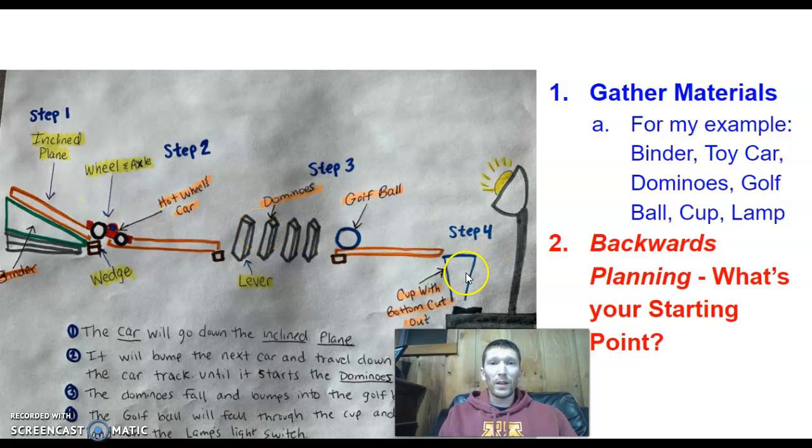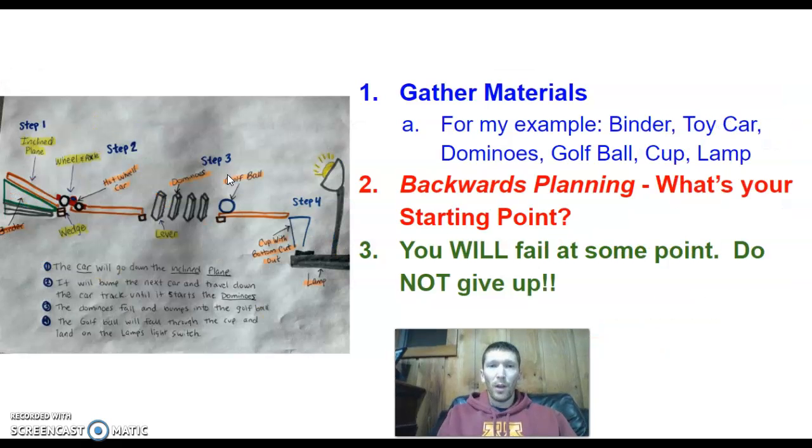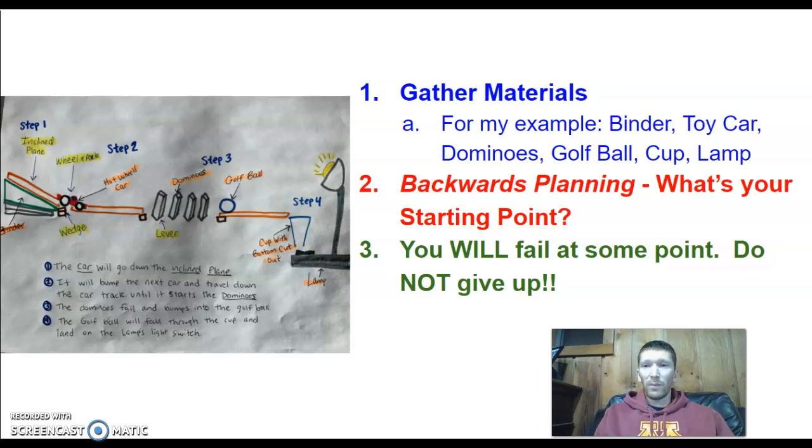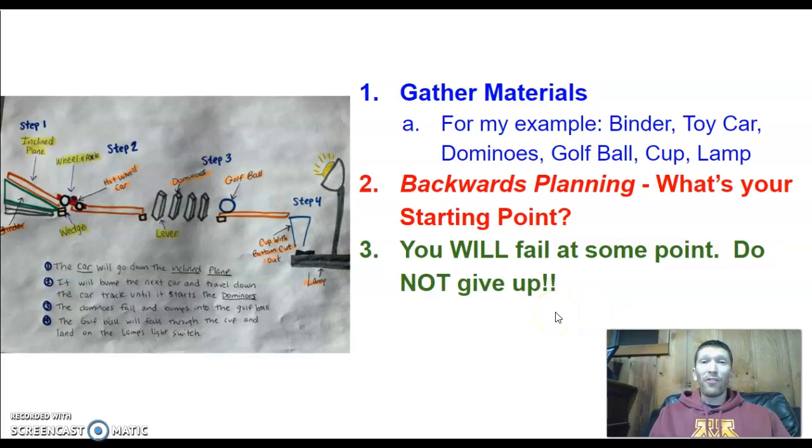Or do I want to go at the end and say, this is my ending point. I need to make sure my golf ball will fall in there. Then I need to make sure my dominoes will hit the golf ball. Ultimately, there's no wrong answer, but think about what's your starting point and just go with it. Start with it, and then from there you can continuously add on to get what you envision your final product to be. With that being said, the third thing is once you get started, you're going to fail.